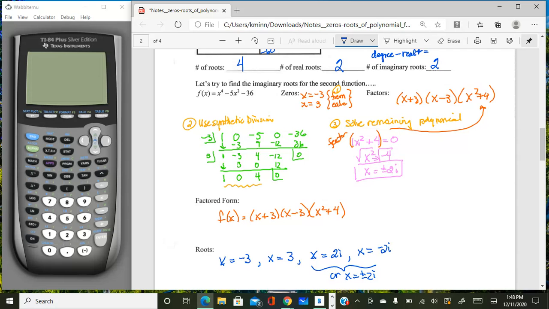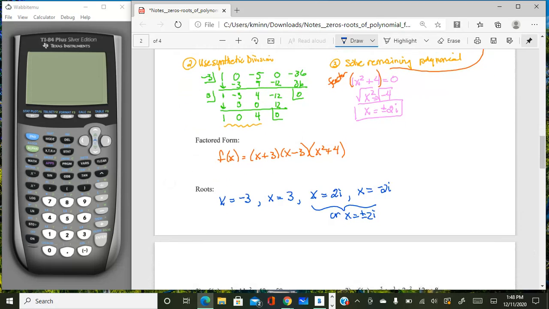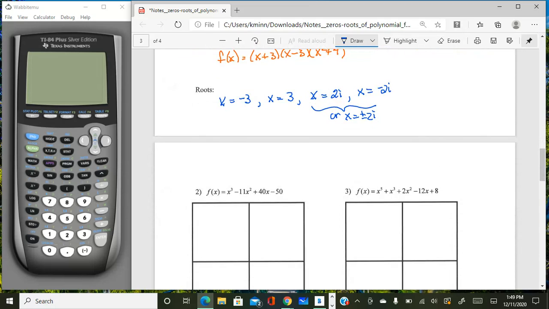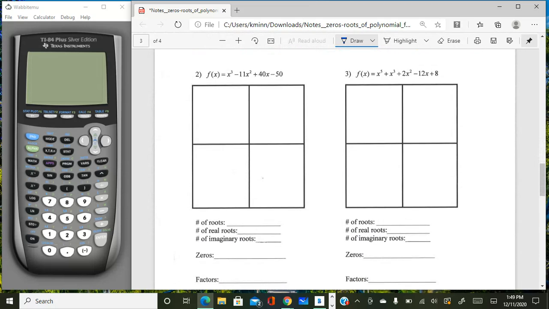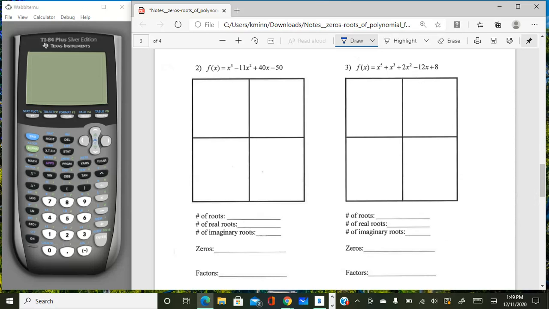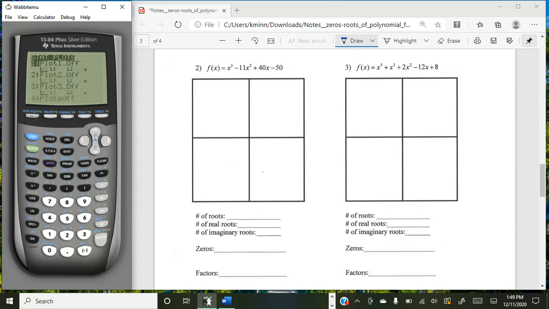Let's look at one more of these together. We're going to look at number 2. And first thing we're going to do, graph on our calculator. Go into y equals. We're going to clear out the equation that's in there. And we're going to write x cubed minus 11x squared plus 40x minus 50.